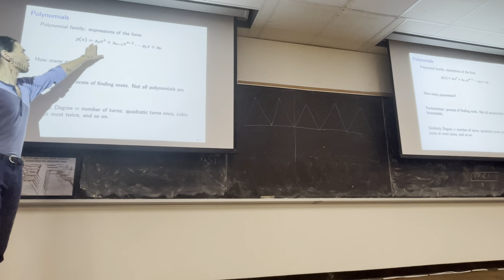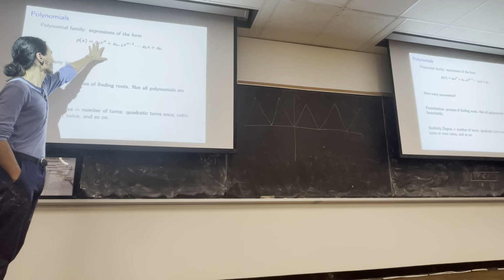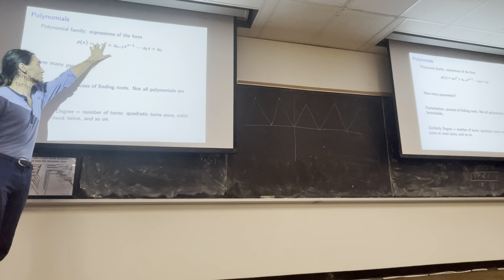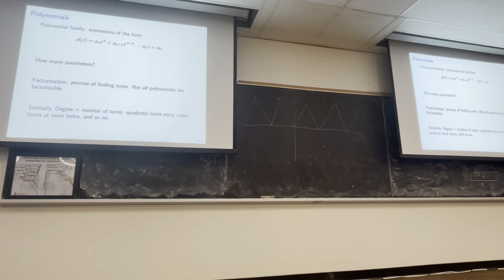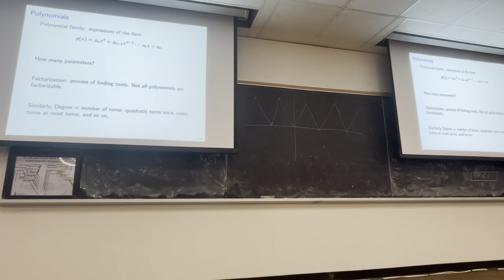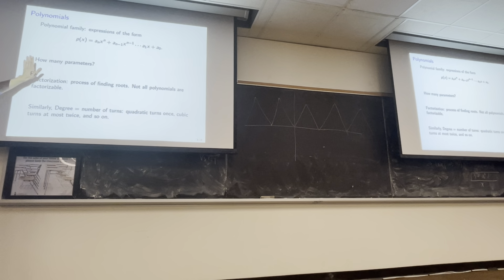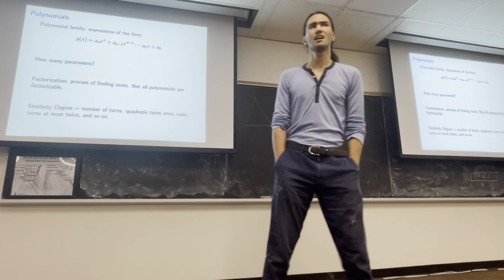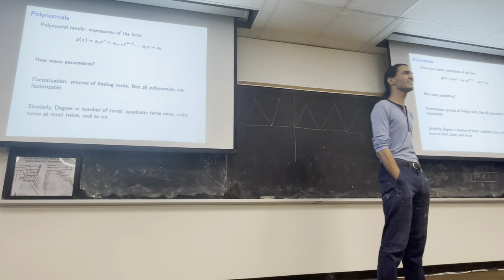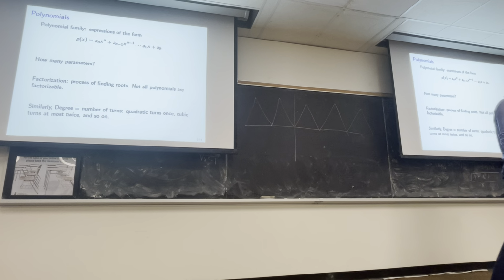And whenever we have this type of thing, look at the largest exponent with a non-zero coefficient, that's called the degree. So a polynomial like x squared has degree 2, and the leading coefficient is 1. So I guess the question is, how many parameters are there here? n plus 1. Who says more? Who says n? Who says n plus 2?